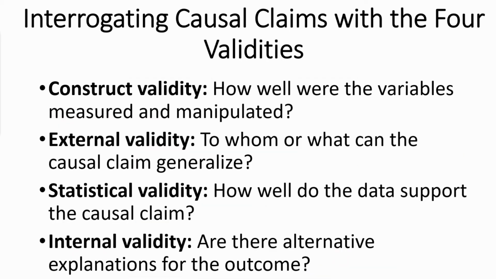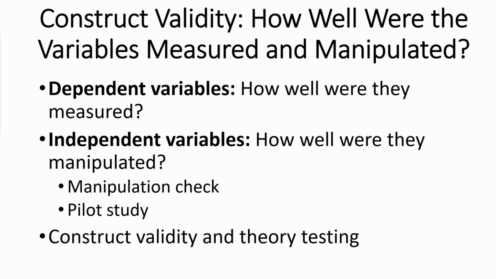And so, of course, coming to the end of the chapter, we're going to want to start looking at these causal claims critically. And the way the textbook does that is to interrogate our claims with our four validities: our construct validity, external validity, statistical validity, and internal validity. So we're going to cover each of these. By this point, we've done this so many times, and there's so much similarity between different techniques that we're going to spend a lot less time on these than we have in the past.